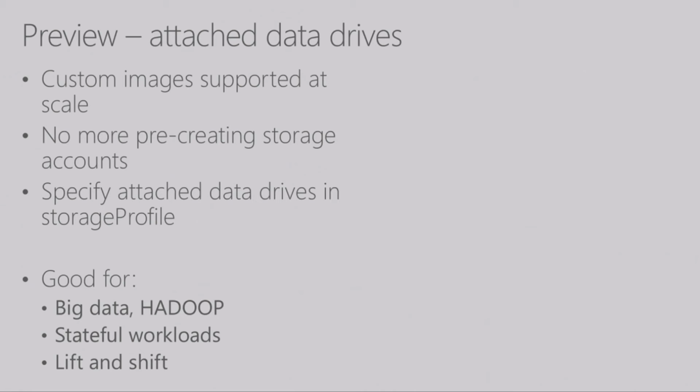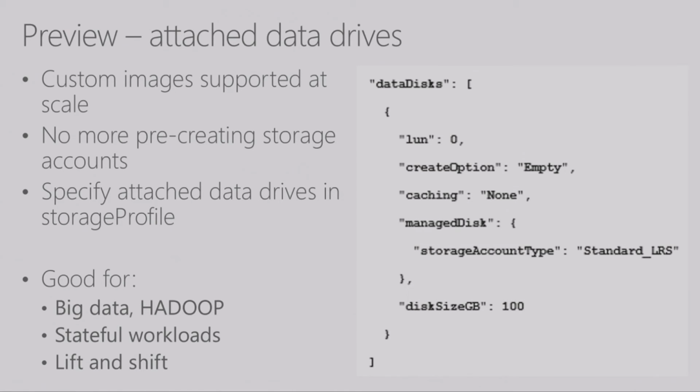And so how will you specify one of these data disks? In your JSON for your scale set, you will be able to specify the data disk's key. And the value of that key is a JSON list, where each entry in the list represents a data disk. So in this example, we are creating an empty data disk. You could also attach from an existing blob or the like if you want. And the disk size is 100 gigabytes.